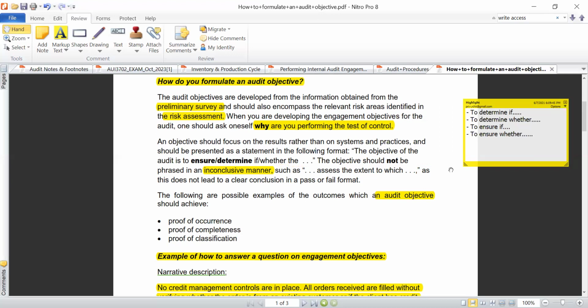Just keep it simple. To determine if, to determine whether, to ensure if, to ensure whether, to ascertain if, to ascertain whether, to ascertain that. Simple as that. Then you know you're on the right track.